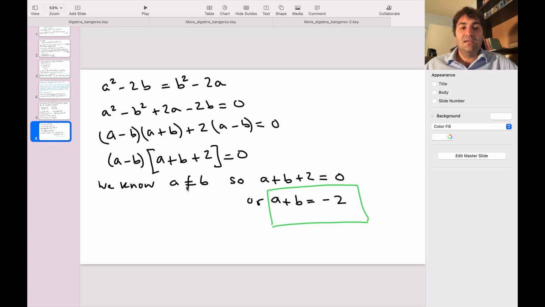So we know a is not equal to b. That was given, right? So a − b can't be equal to 0. So the second factor must equal 0. So a + b + 2 equals 0. In other words, a + b is equal to −2. So that's what the value of a + b will be: −2.